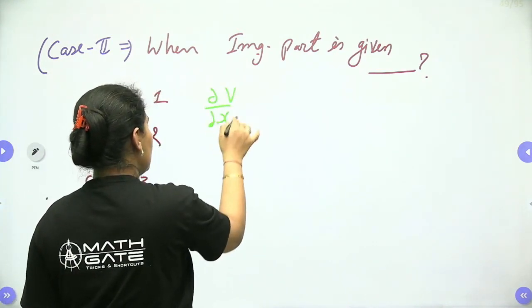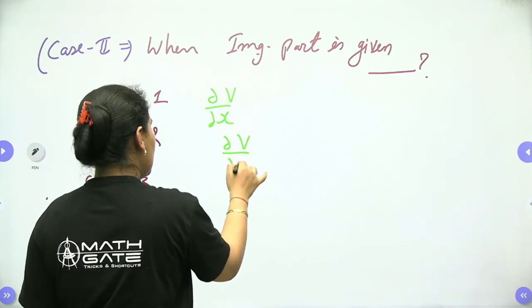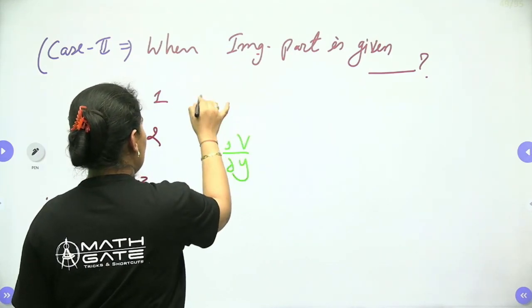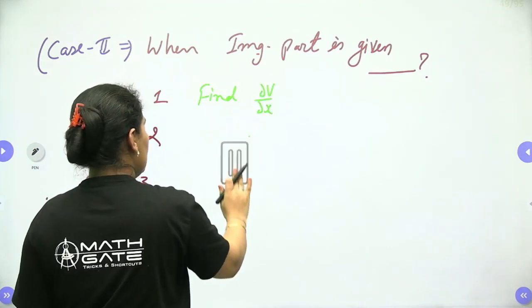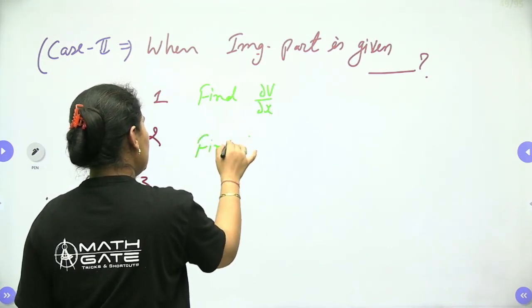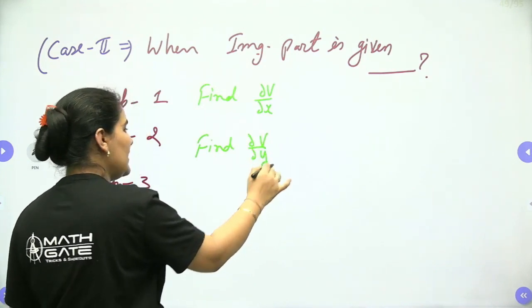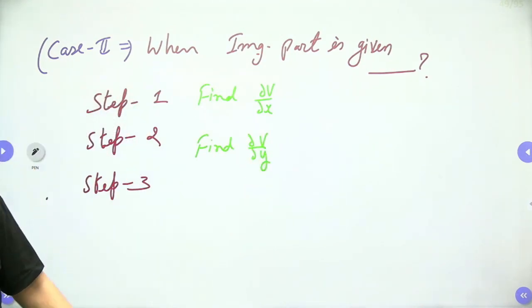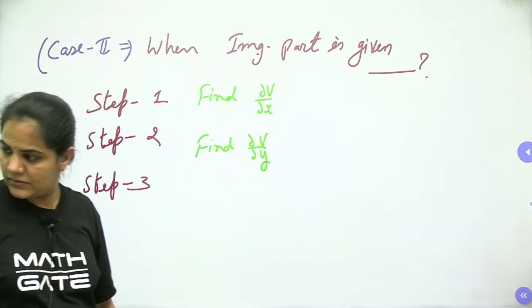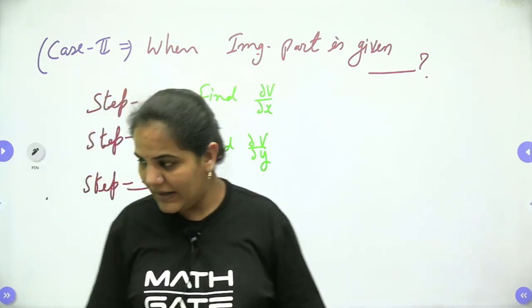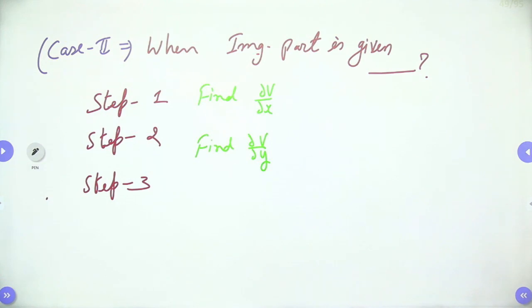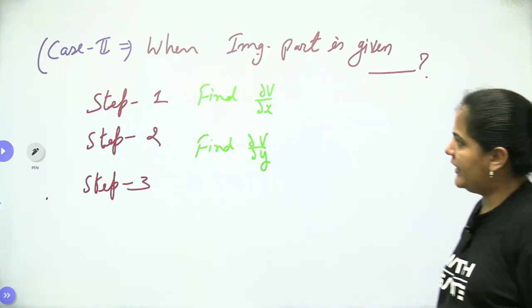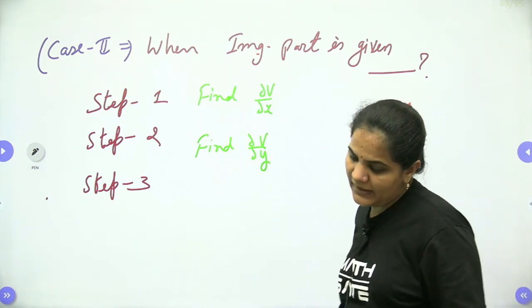So del v by del x we will find out. Step number 2, del v by del y we will find out. So I can write down here, find del v by del x. Again I can write down here, find del v by del y, right?